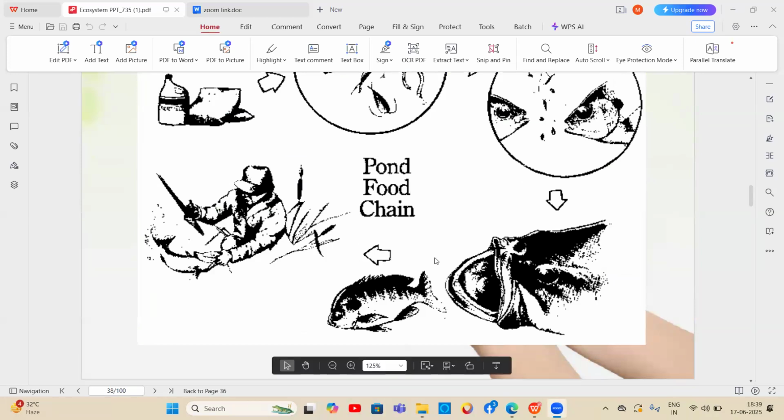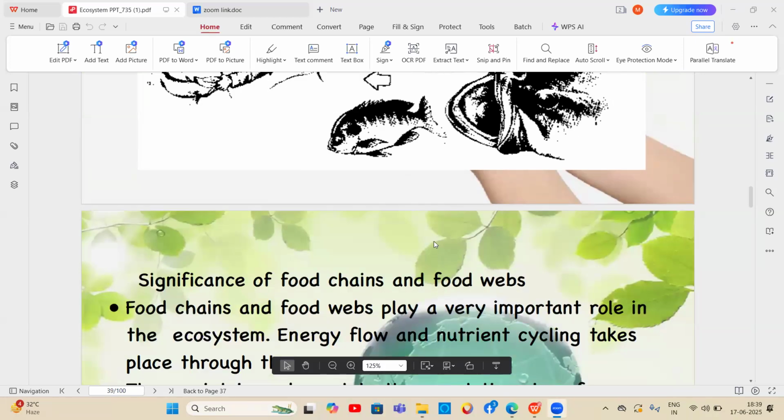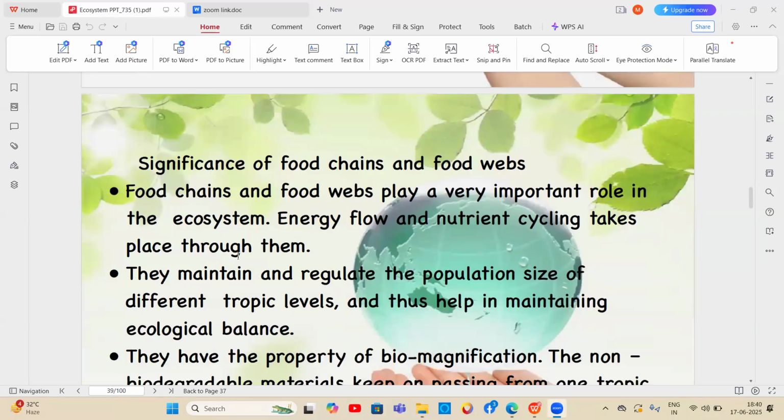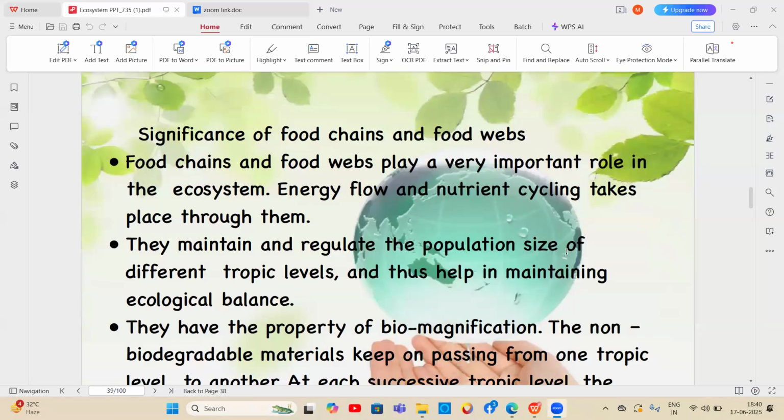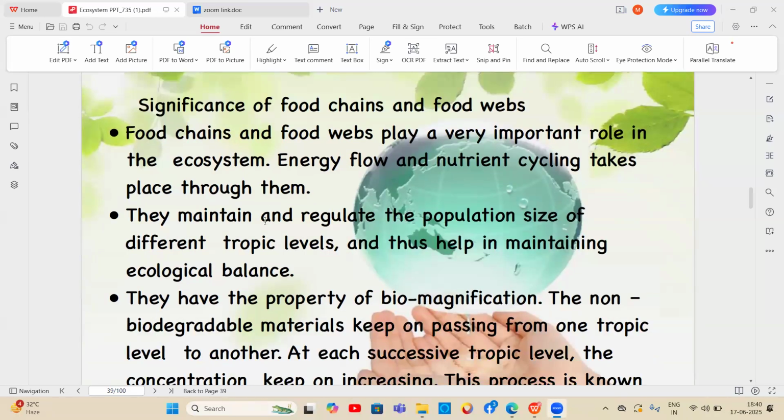So this is an example of a pond food chain. Next is the significance of food chains and food webs. Food chains and food webs play a very important role in the ecosystem. Energy flow and nutrient cycling take place through them, and they mainly help to maintain and regulate the population size of the different trophic levels, and also help in maintaining the ecological balance.